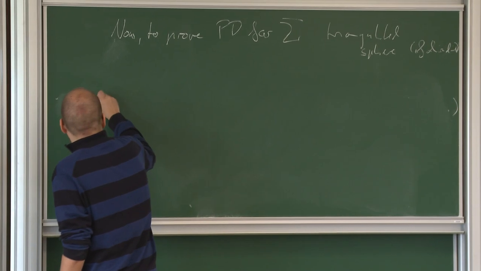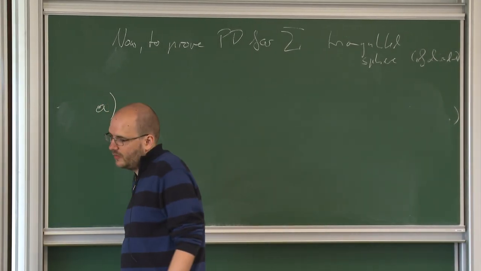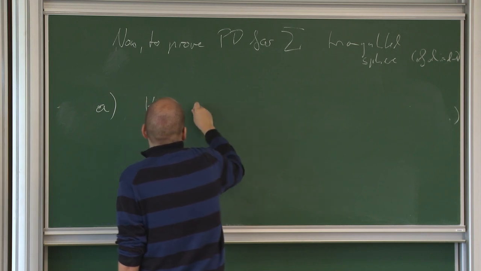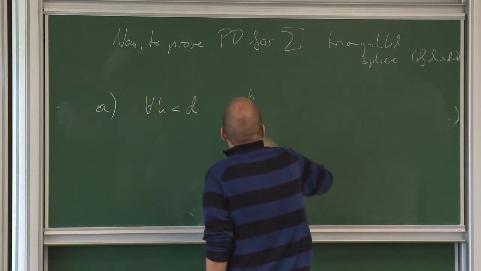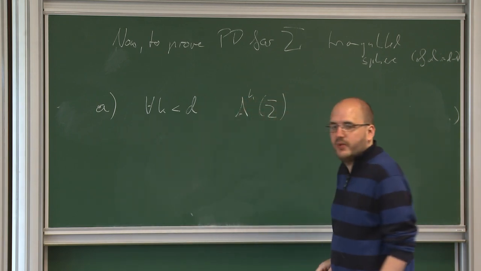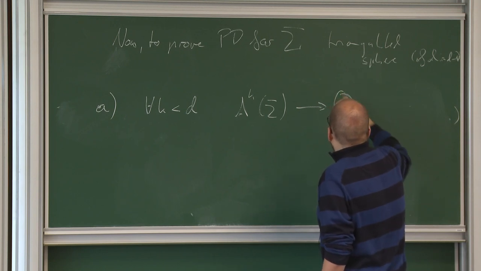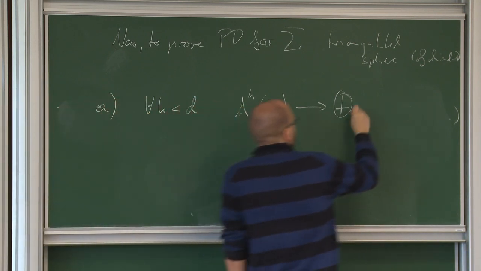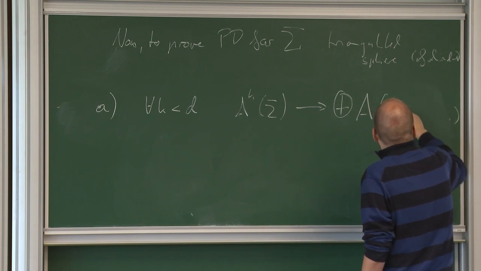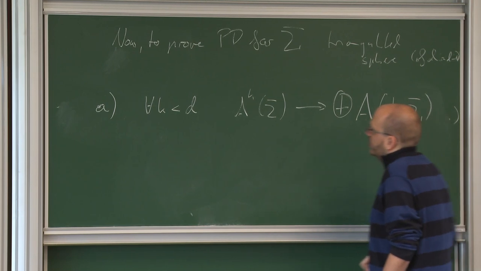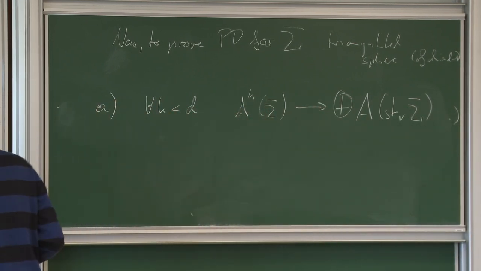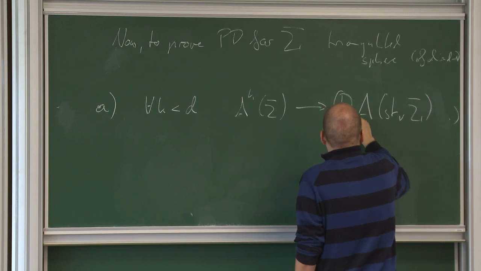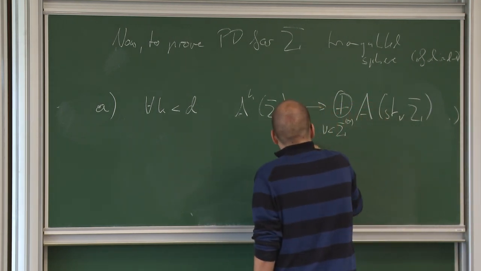So what do I need? Well, I need two ingredients. A: for all k less than d, if I look at the degree k component of my ring, I want to be able to pull back to one of the prime divisors. So I want to look at this map restricting to the stars of the vertices. Let me explain; I don't think I introduced what a star is yet. And I want to say that this map, over all the vertices in sigma, is injective.